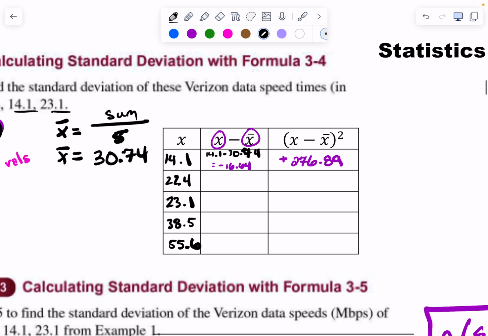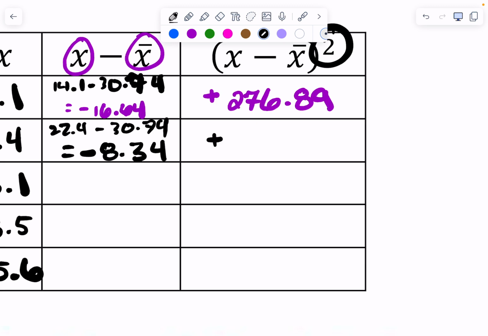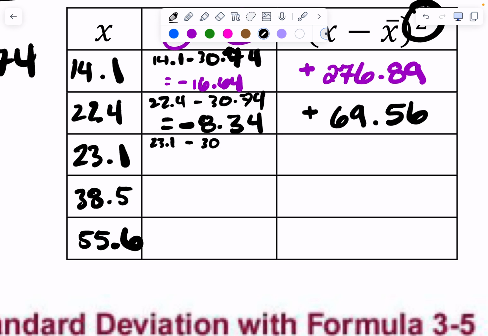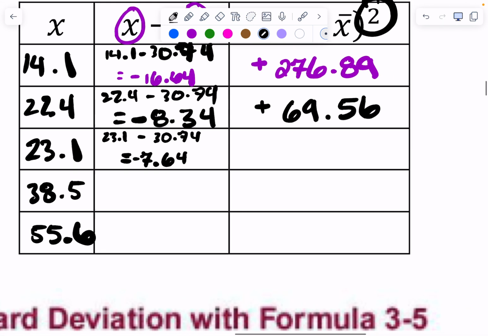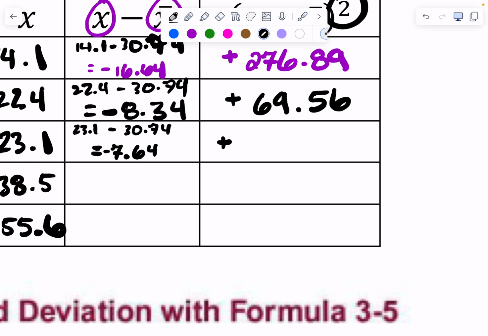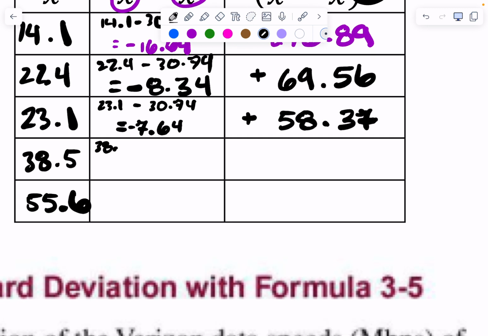If I take 22.4 and subtract the 30.74, what do you get? Negative 8.34. And if you square it, positive 69.56. Then I go 23.1, subtract the average, 30.74. That is another negative number, negative 7.64. If I square that, we'll go 2 decimal places for now, 58.37. Next, 38.5 minus 30.74 is positive 7.76. And if I square it, positive 60.22.